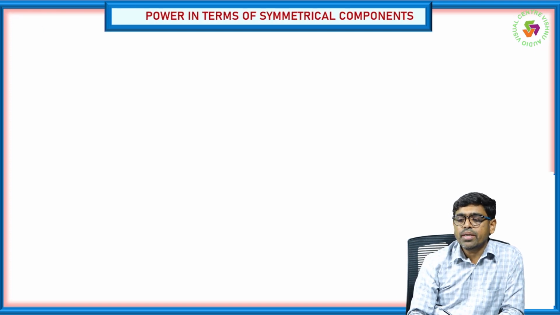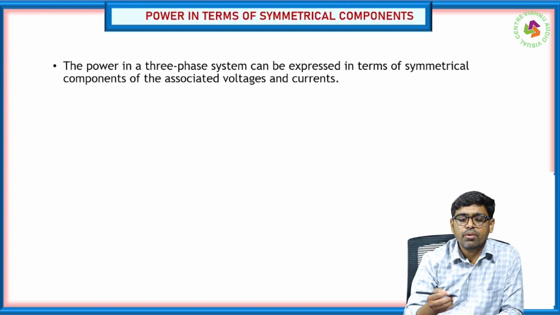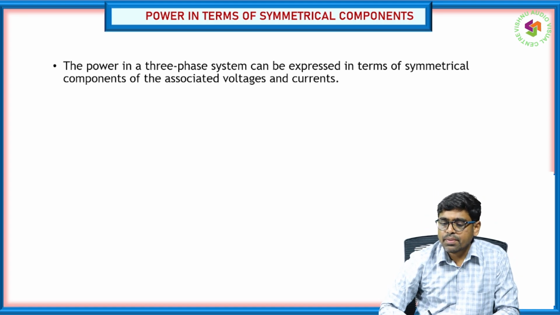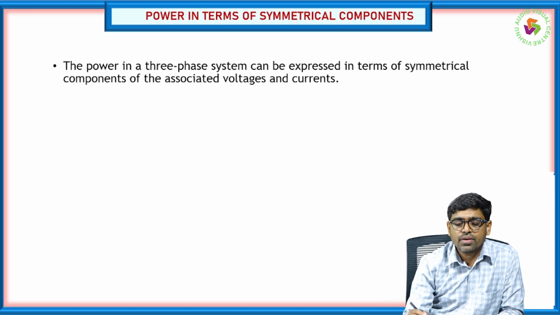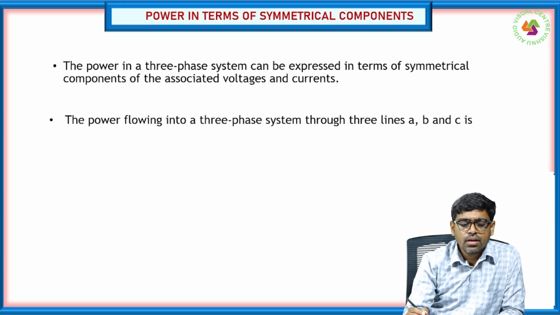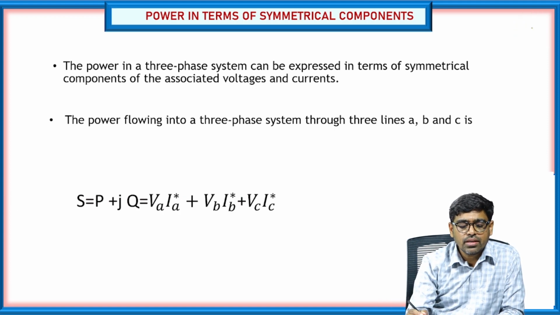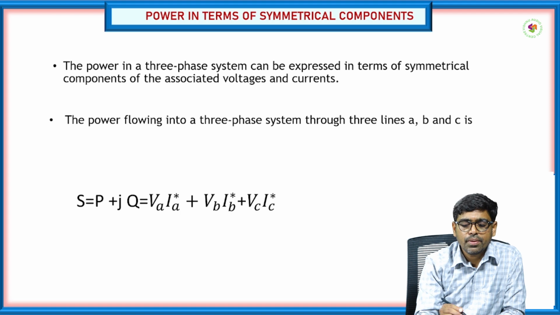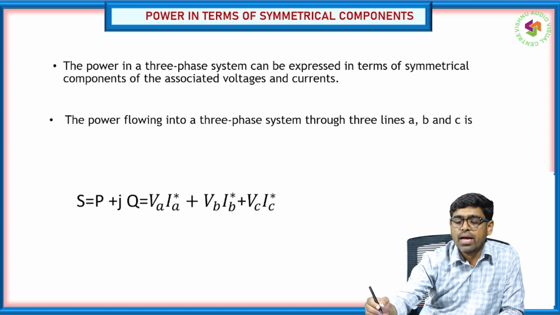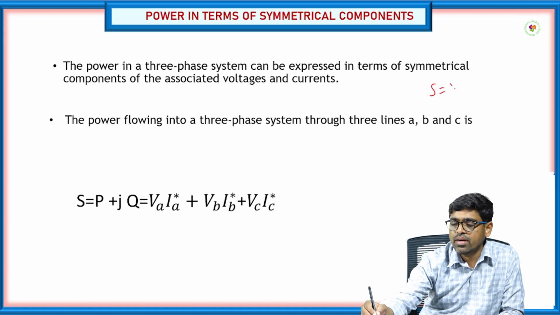And power in terms of symmetrical components: we can express the power in a three-phase system in terms of the symmetrical components of the associated voltages and currents. The power flows into a three-phase system through the lines A, B, C, and for that power calculation the relation is S equal to P plus jQ. Normally in the balanced case, S is nothing but VI conjugate, that is 3 V phase I phase cos phi.